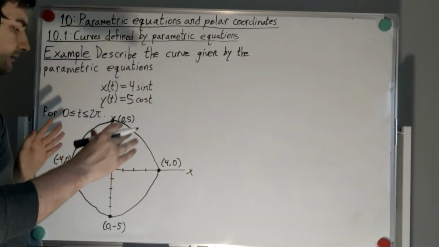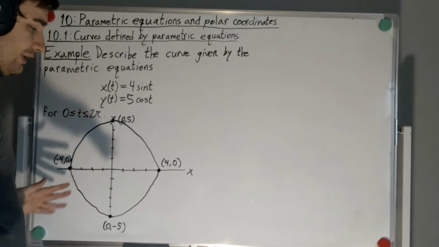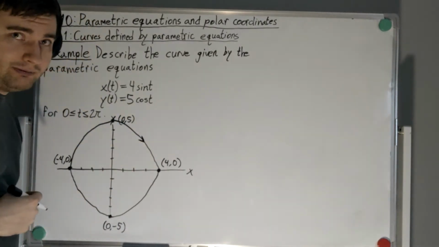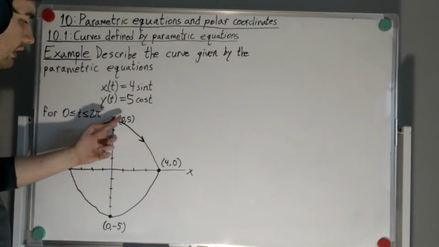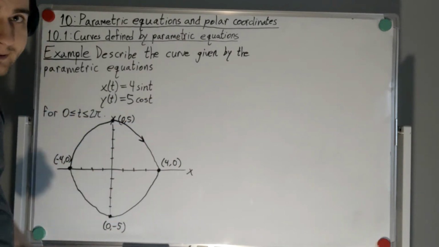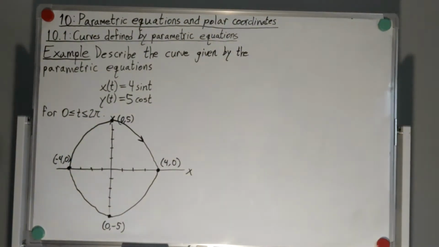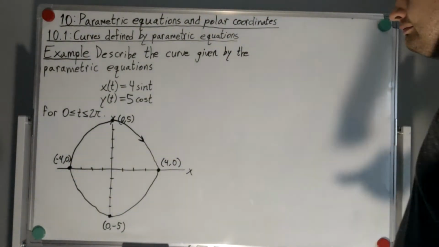So we get, first of all, this curve. We also get a notion that it has a kind of direction to it, right? Because as t increases, the curve is being traversed this way. And so that is what this curve would look like.